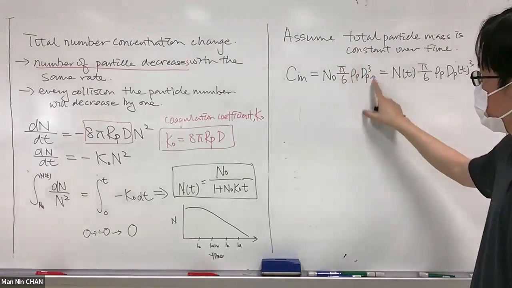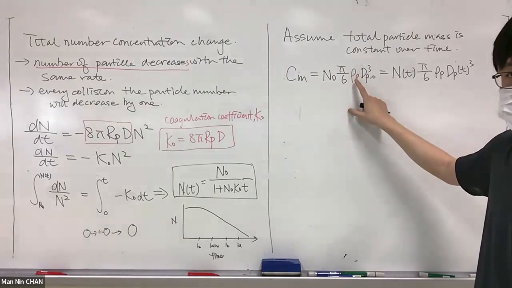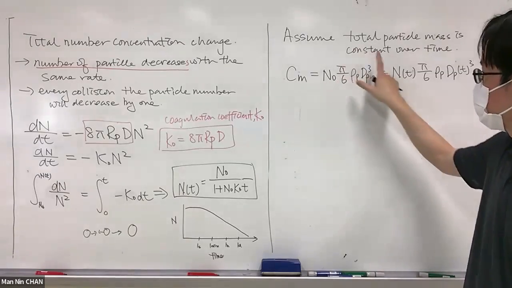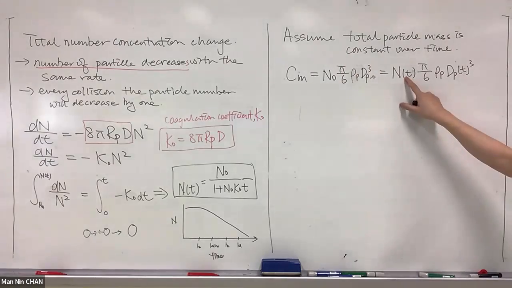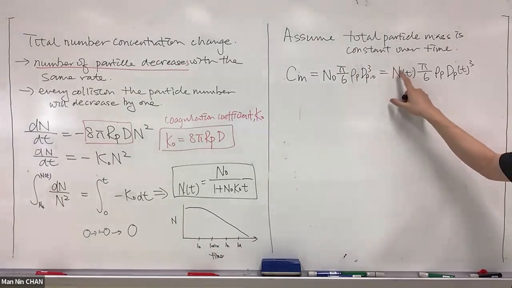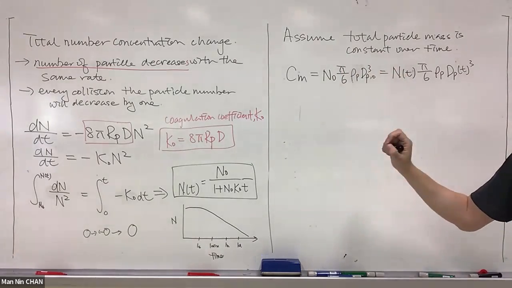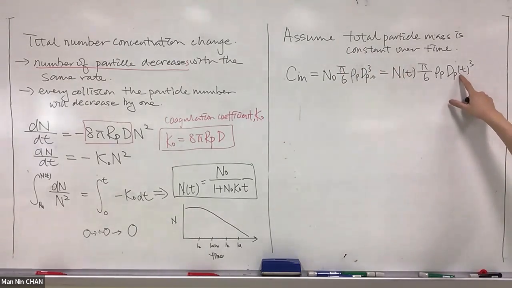All the particles have the same size, so this will give you the volume, and then you multiply by rho_p here. Rho_p is the density of your particle. So this will give you your initial total particle mass here. This term tells you the number concentration at a given time t, and here I assume all the particles also have the same size at this given time t.